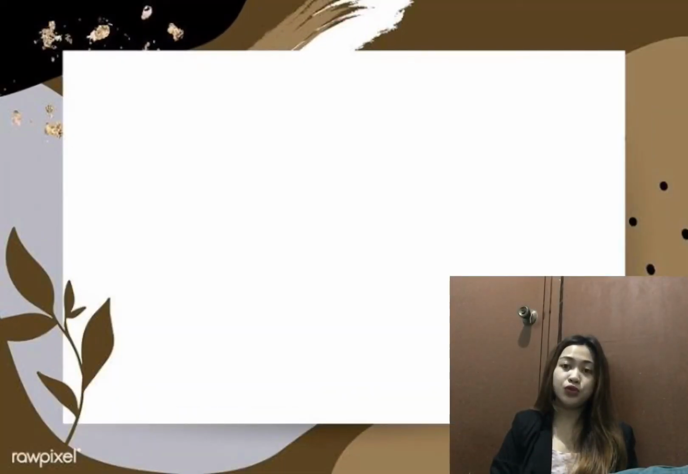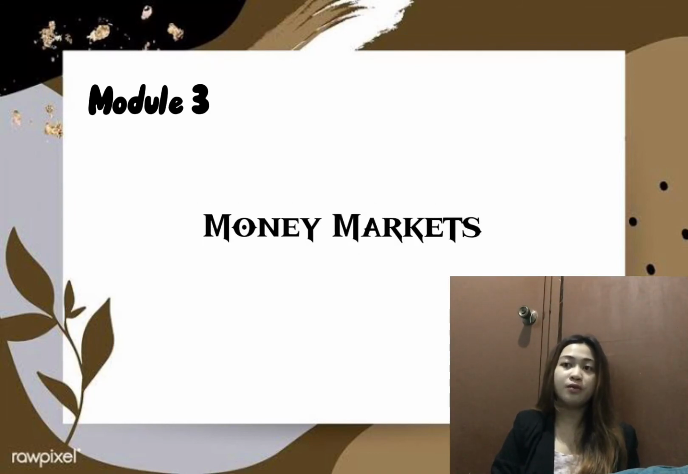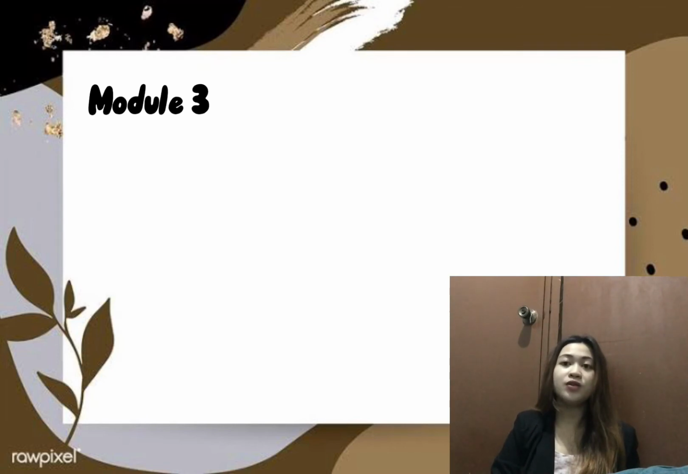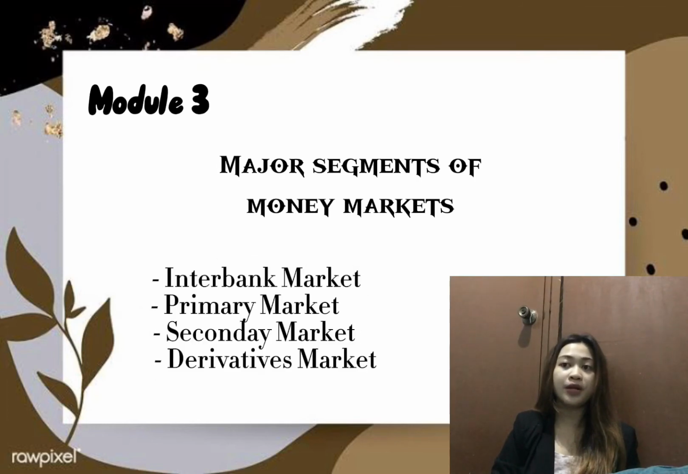And for the last module, which is Module 3, I learned the information regarding money markets. First, I learned the definition of money markets, in which they manage and facilitate the transferring of short-term funds from agents to the market participants. Then, I also learned the major segments of money market, including the interbank market, primary market, secondary market, and derivatives market. Also, their definition and differences among each other.